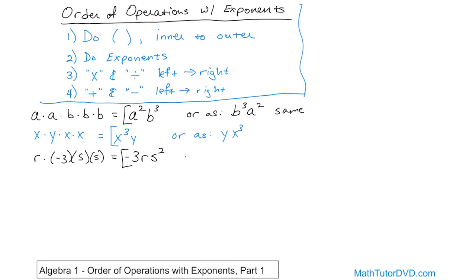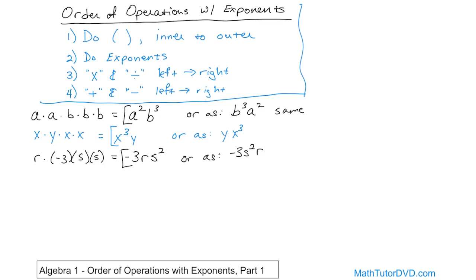Now you can write it differently if you want. You could say negative 3s squared r. You could write it like that, no problem. You can flip it all around, but the number, the negative 3, is always going to be in the front. But with the variables, it doesn't really matter the order in which you write them, as long as you get the exponent correct. S squared is the thing that has the exponent.